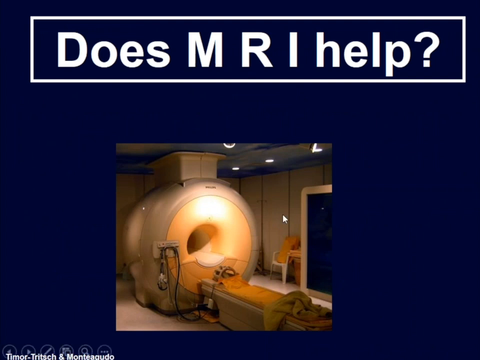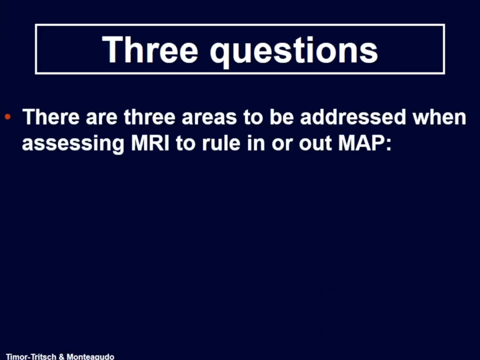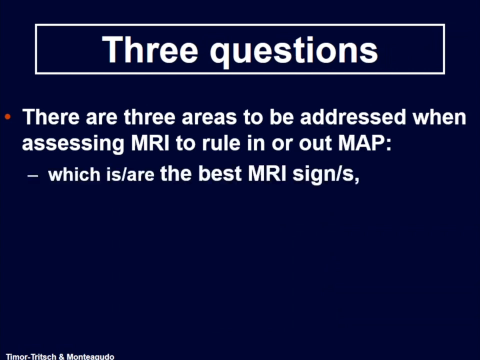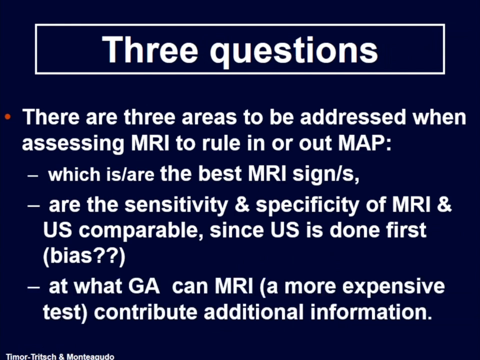The next question and the last area is whether MRI helps. And there are 3 major questions. Which are the best MRI signs? And are the sensitivity and specificity of MRI and ultrasound comparable, since ultrasound is really done first? Does this present a bias? And the last one, at what gestational age can MRI, which is a more expensive test, contribute additional information?